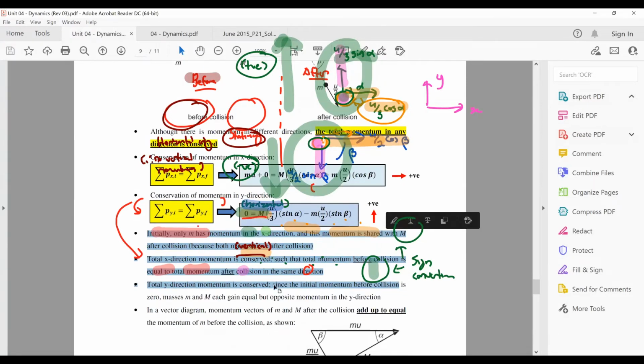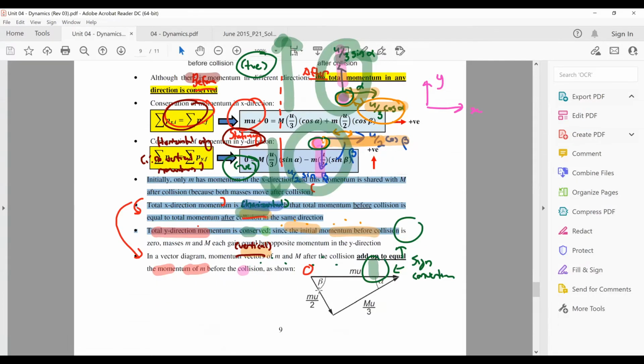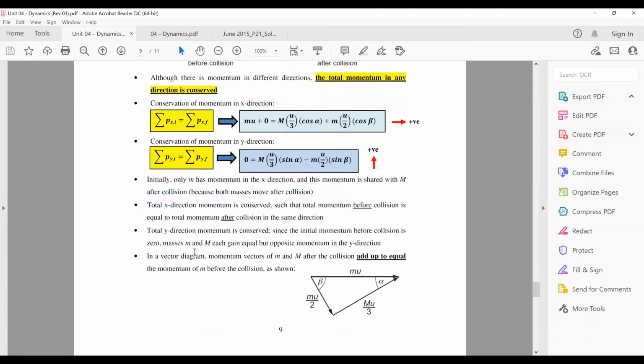Then after that, there's just one thing I need to mention. Let me just clear everything off. The last statement here, I just mentioned this to you.